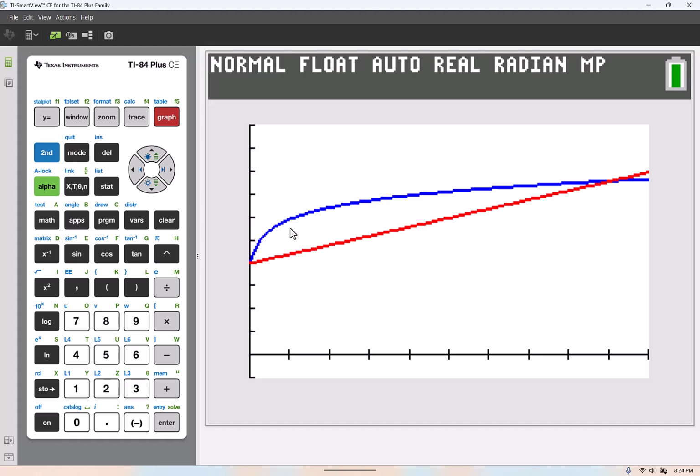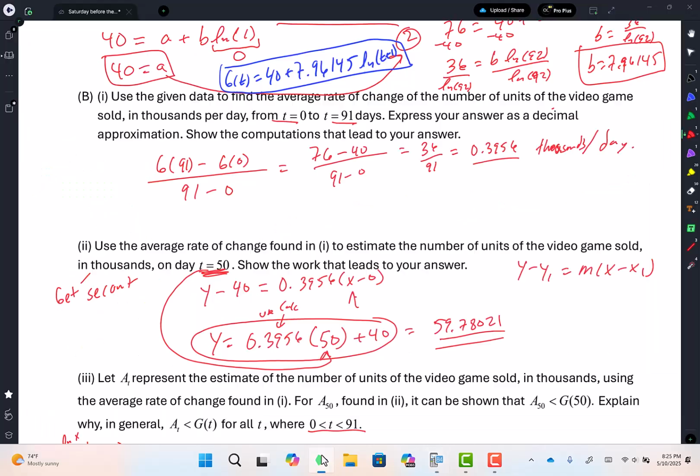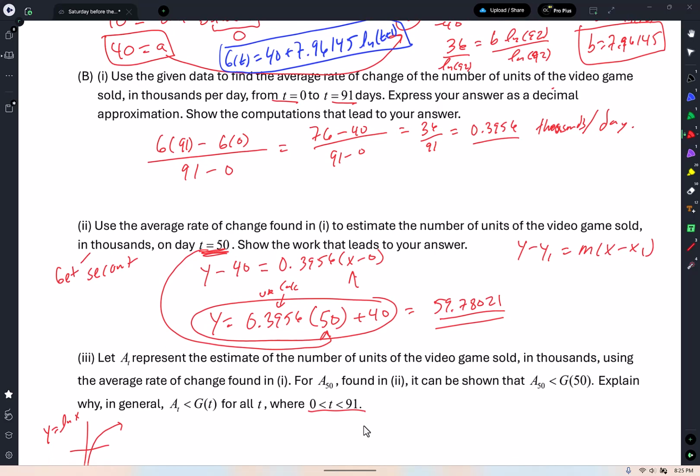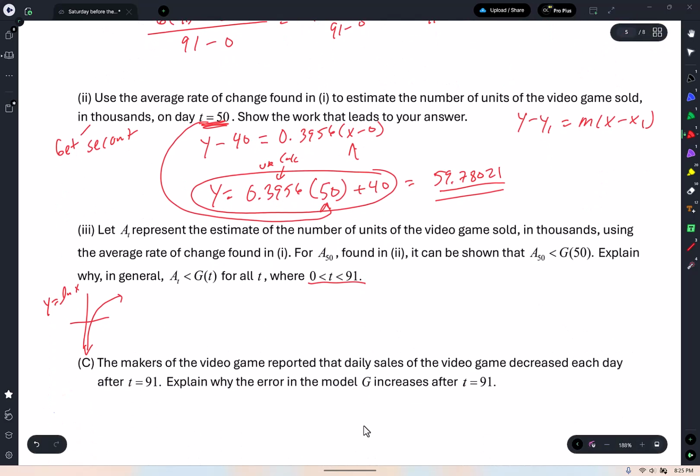Look what's going on. Concave down. And look at this line right here, this red line. This is my secant line, and that secant line is below the curve. It's below your model equation here. See? So it's going to be an underestimate. So that's what they're talking about. This is why they said that G of 50 is bigger than the estimated one. And they're asking, in general, why is G of t always bigger than A of t for all t between 0 and 91? That's because your secant line is below the curve.